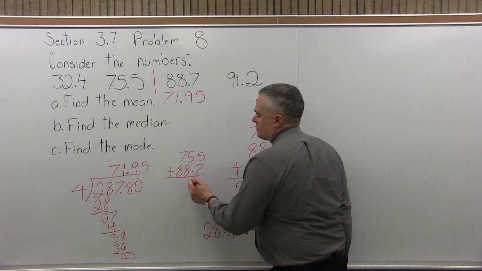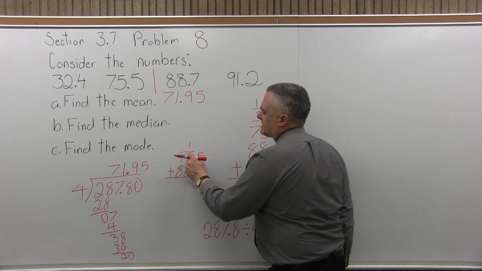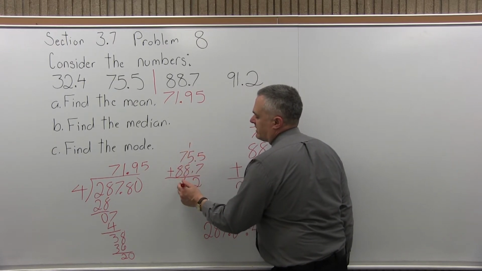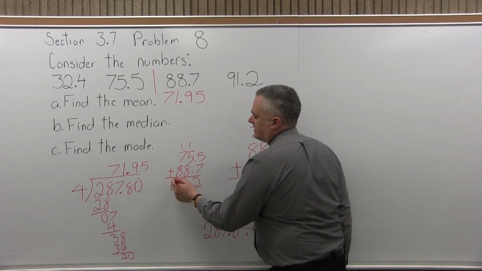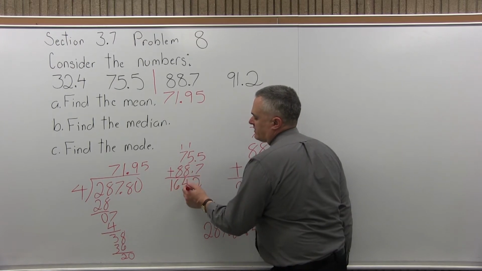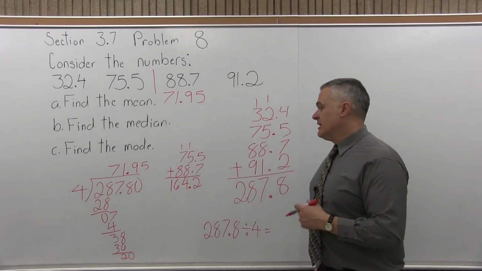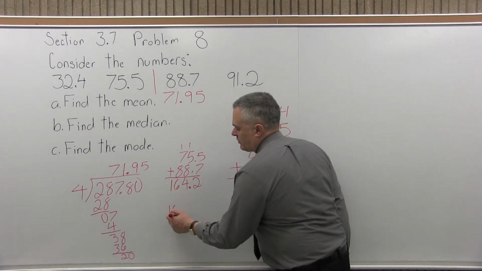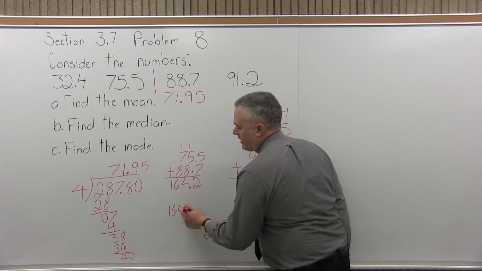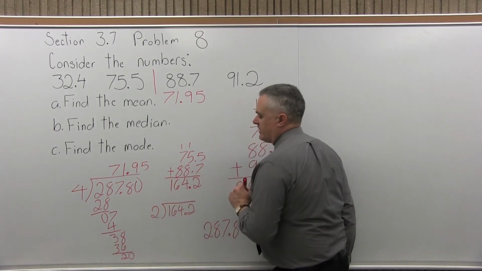5 plus 7 is 12. Write the 2, carry the 1. 1 plus 5 is 6. 6 plus 8 is 14. Write the 4, carry the 1. 1 plus 7 is 8. 8 plus 8 is 16. So I have 1642, but I have to put the decimal in: 164.2. Now take that answer and divide it by 2. 164.2 divided by 2. Write it that way.